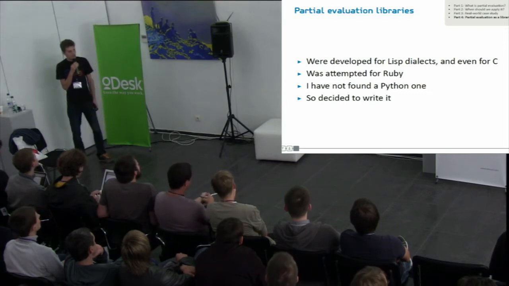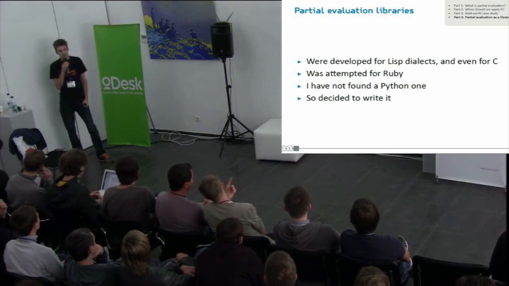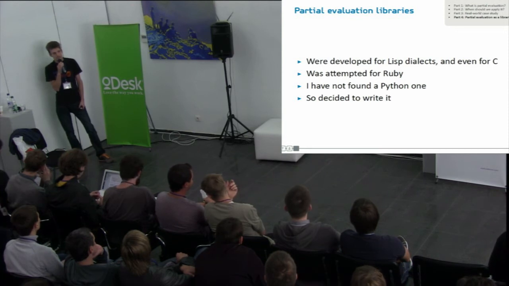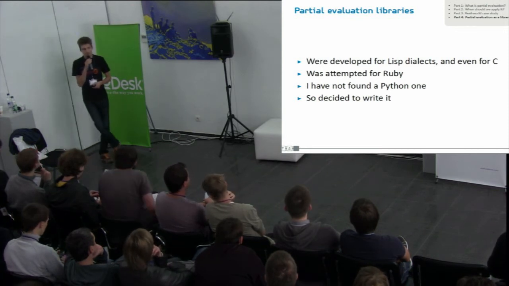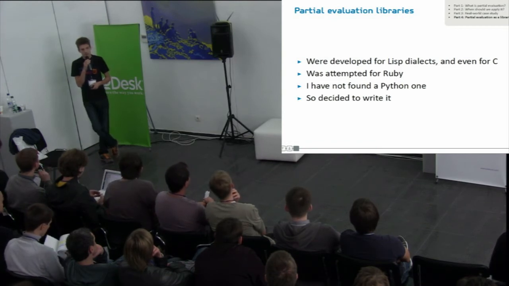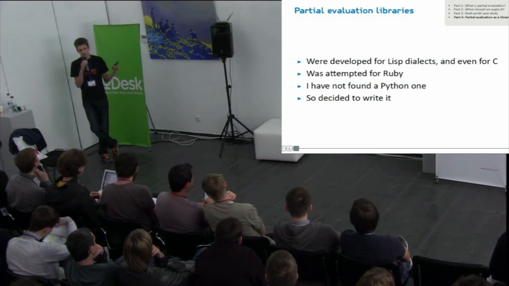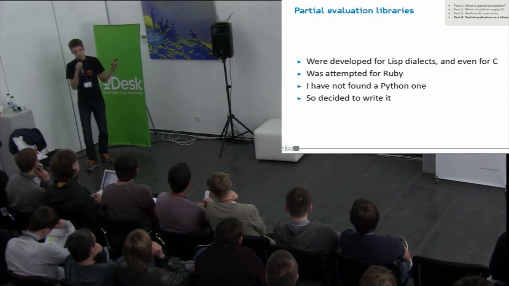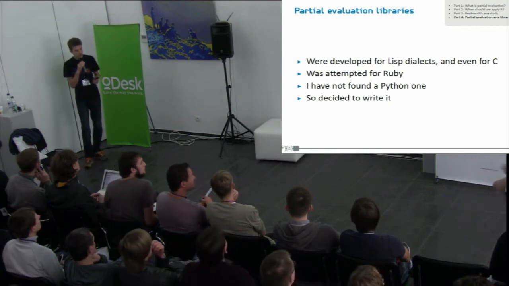I have not found one for Python, and I decided to write one. For Python, there is not a partial evaluation library, but there is a library that does constant folding and constant propagation at import time. It cannot give you big performance improvements, though. It cannot transform your control flow.